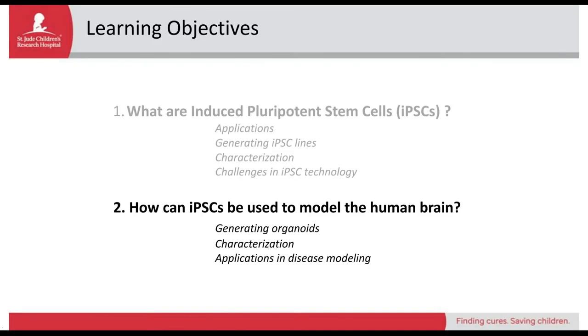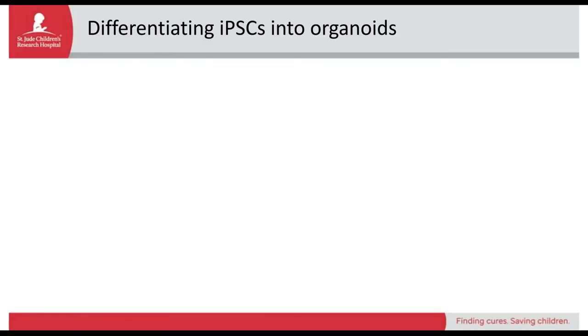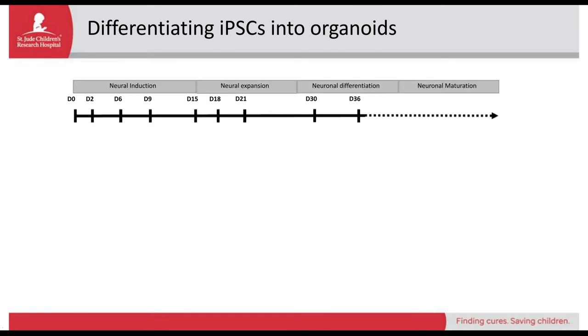Okay, so now the second part of my talk, I'll be talking about how we can use iPSCs to model the human brain. Now, differentiating iPSCs into brain organoids broadly comprises 4 main phases. So these 4 phases are neural induction, expansion, differentiation, and maturation.